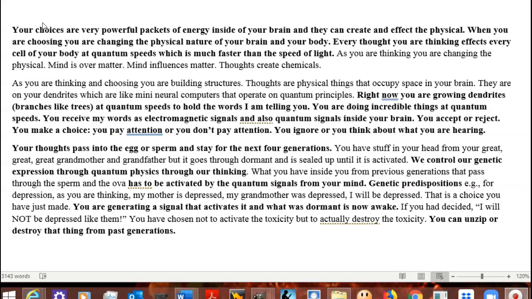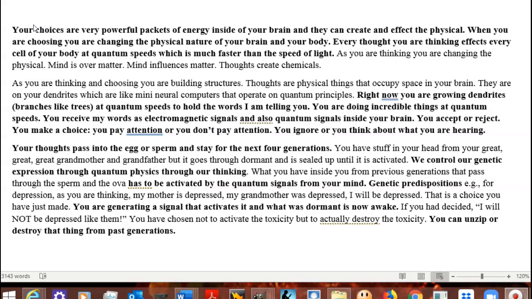And your thoughts are going to be creating chemicals. Chemicals can turn things off, turn things on. So your thoughts are quantum signals inside your brain. And your thoughts can go into the egg and sperm and stay there for the next 4 generations. So they're doing experiments with this, that they're learning how to control their genetic expression through your thinking.